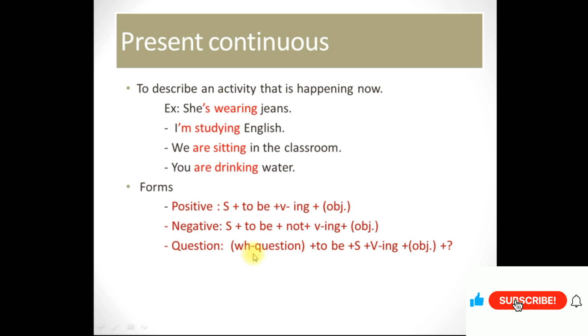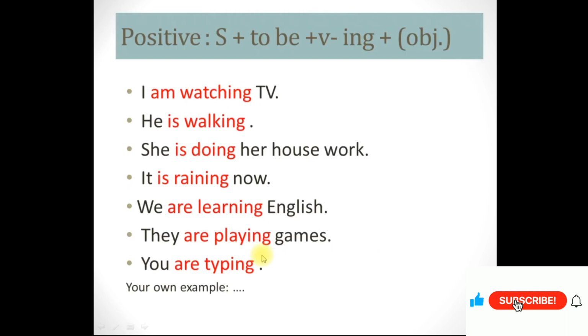So now we talk about the first form, the positive form. As you can see here: subject plus to be plus verb-ing plus object. For example, I am watching TV. Here, I is the subject, am is the verb to be, watching is the verb-ing, and TV is the object.